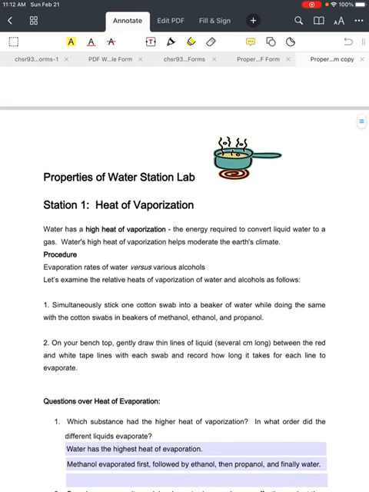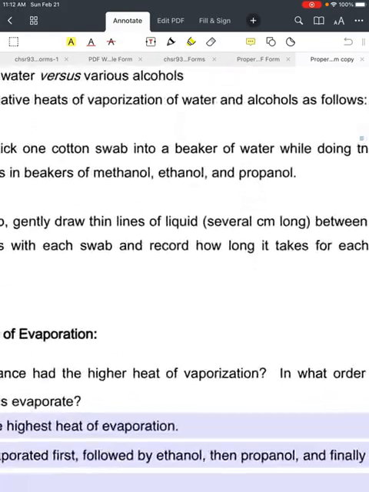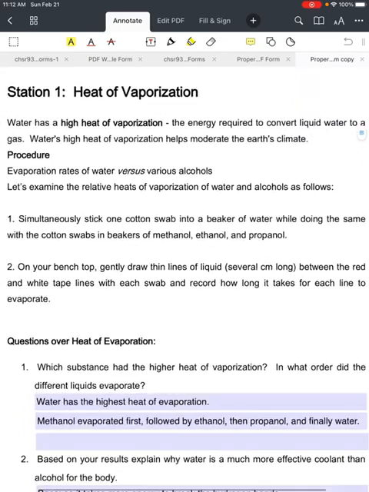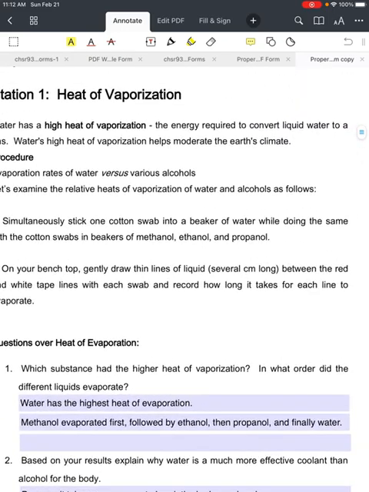So which substance had the higher heat of vaporization? Well, nothing has a higher heat of vaporization that I know of than water. Water has the highest heat of evaporation. And in what order did the different liquids evaporate? So methanol evaporated first, followed by ethanol, then propanol, and finally water.